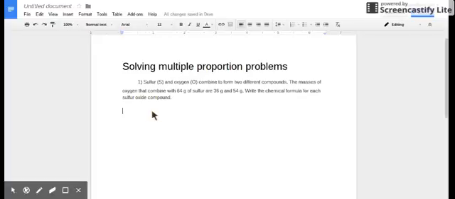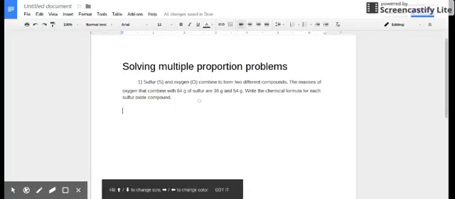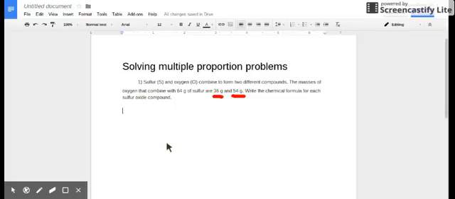Alright, solving multiple proportion problems. Sulfur and oxygen combine to form two different compounds. The masses of oxygen that combine with 64 grams of sulfur are 36 grams and 54 grams. Okay. So write the chemical formula for each sulfur oxide compound.